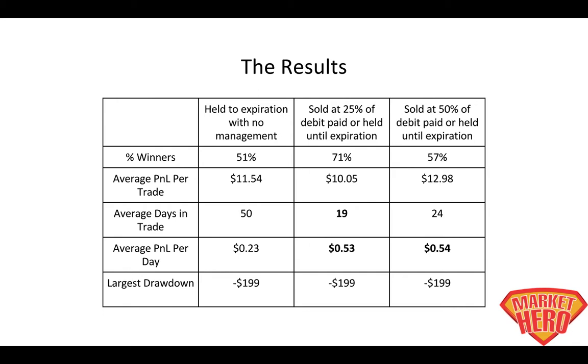So when prices are up, when stocks are up, and volatility is lower than average, we suggest adding calendar spreads to your repertoire and looking to manage those calendar spreads at 25% or 50% of the debit you paid. So this is a really great one for periods of low volatility.